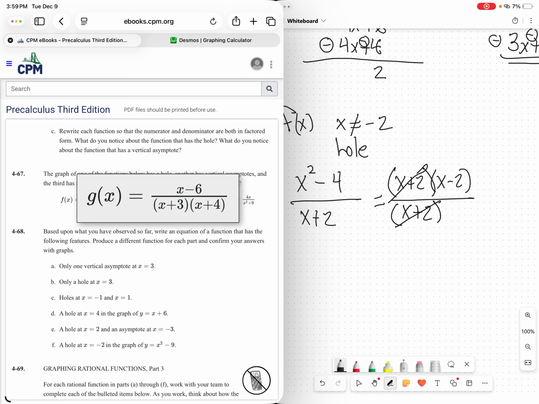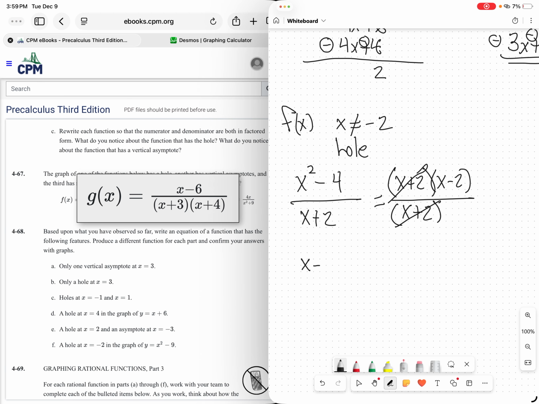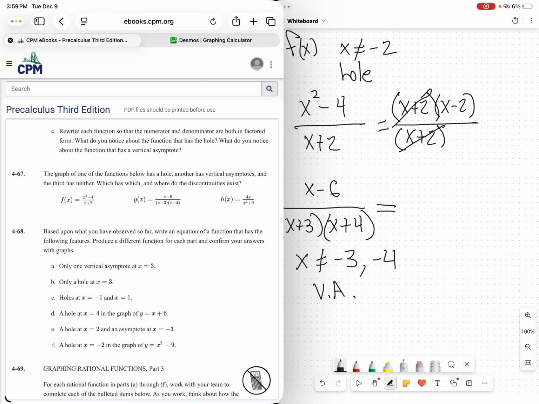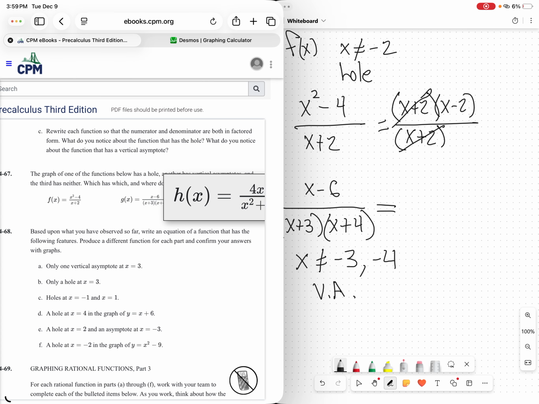Now, so we know that's a hole. Let's look at g of x. So x minus 6 over x plus 3, x plus 4. Okay? So here, if you look, we have issues at x cannot be -3 or -4. Doesn't cancel out. So what does that tell us? These are vertical asymptotes. Okay, and then the last one here, right, has to be neither.